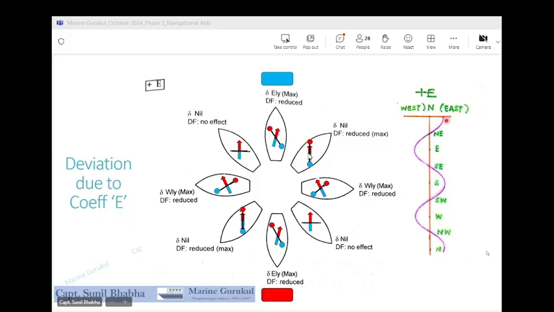You can see the deviation represented here. This is the heading of the ship: north, northeast, east, southeast, south, and so on. And the curve shows the deviation generated. Maximum deviation on northerly heading, 0 deviation on northeast, maximum deviation in the opposite direction on an easterly heading, 0 deviation on southeast, maximum deviation in the opposite direction on a southerly heading, and so on.